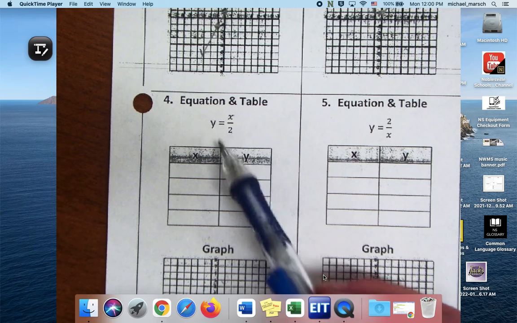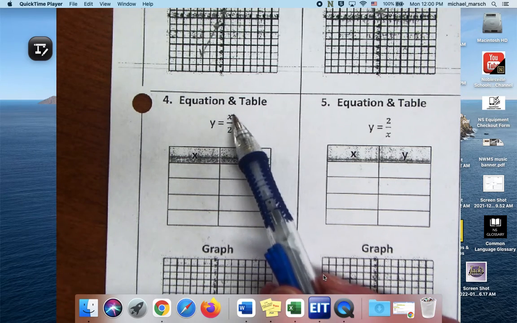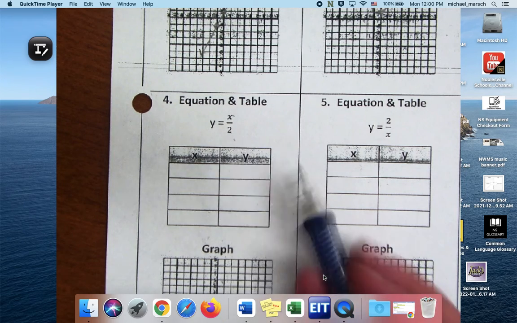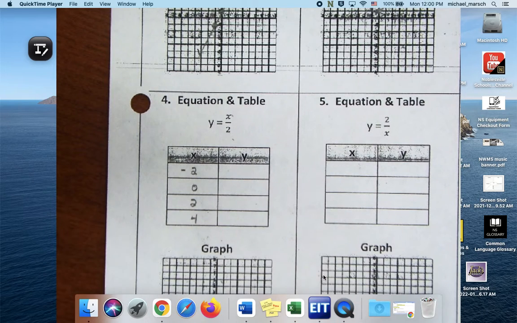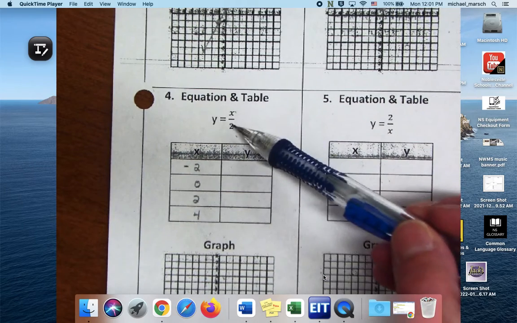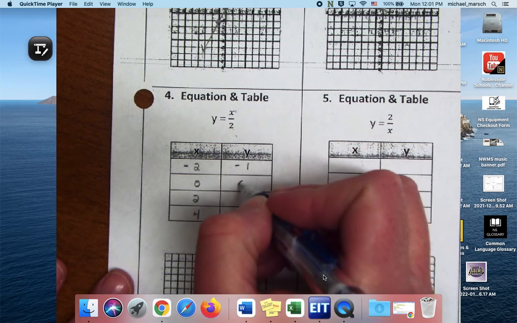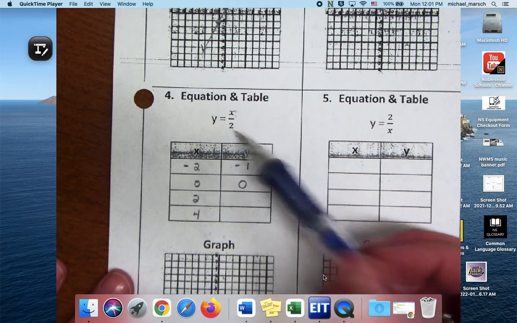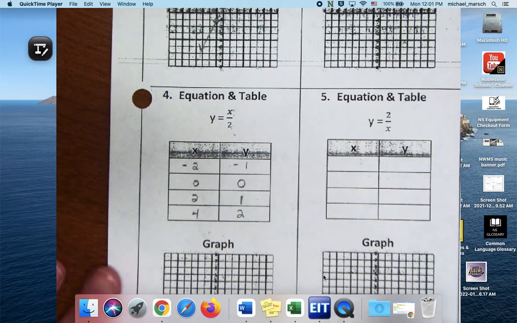Because this is divided by 2, we're going to pick numbers for x that are easily divisible by 2. So I'm going to do -2, 0, 2, and 4, so that I get nice, even outputs. So what's -2 divided by 2? -1. 0 divided by 2 is 0. 2 divided by 2, 1. 4 divided by 2, 2.